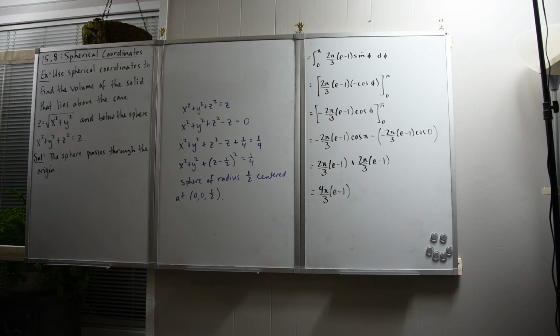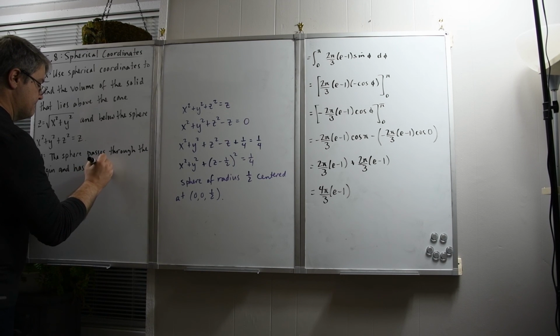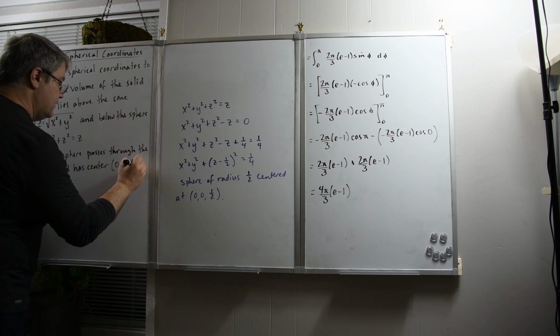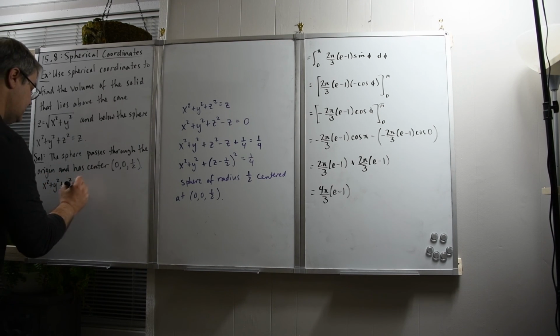And has a center 0, 0, 1/2. All right. Now, if you think about how we can translate an equation like this into spherical coordinates, we're going to have x squared plus y squared plus z squared is equal to z.